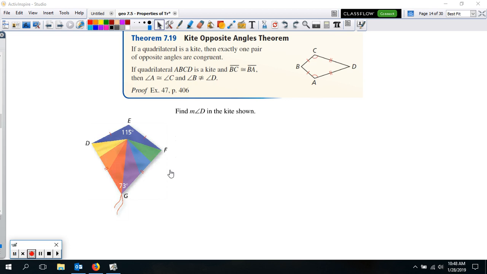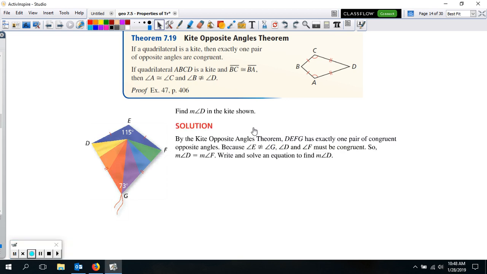So here's a little example. Find the measure of D in this kite. It's telling us the angles that are not congruent, 115 on top and 73 on the bottom. We know D and F are going to be exactly the same, so if we find the measure of D, it's also the same as the measure of F. That's the first thing they want to say, that D and F are the same, so we can substitute this in here. And we'll use the quadrilateral sum, which is 360 degrees for all the interior angles. That's something we learned also in this chapter.